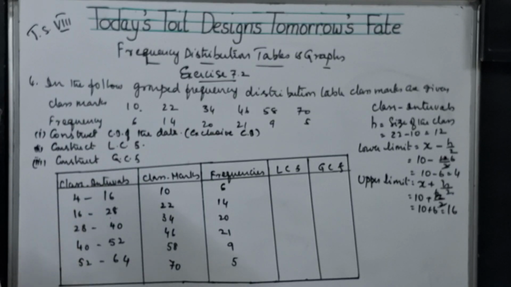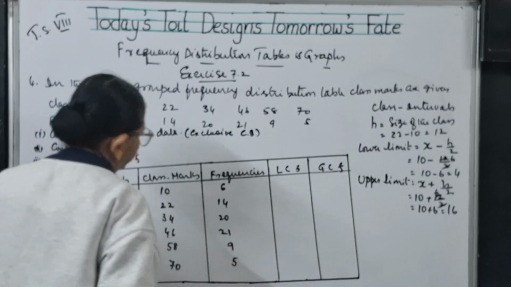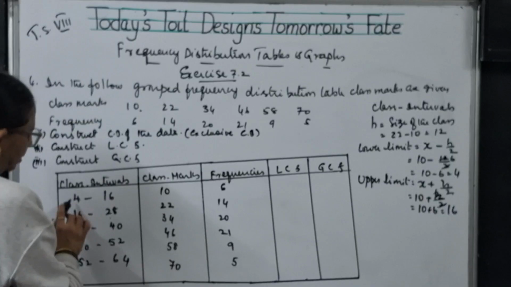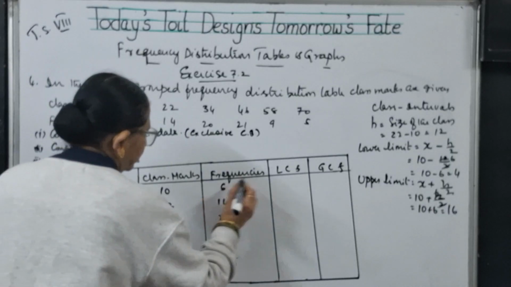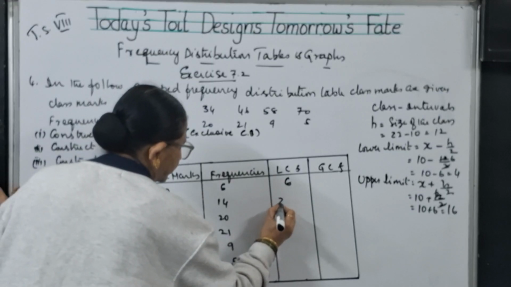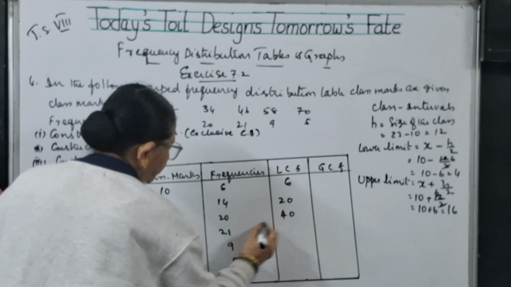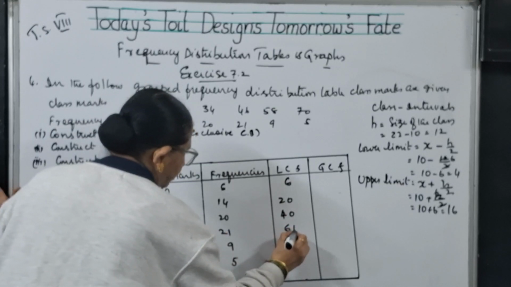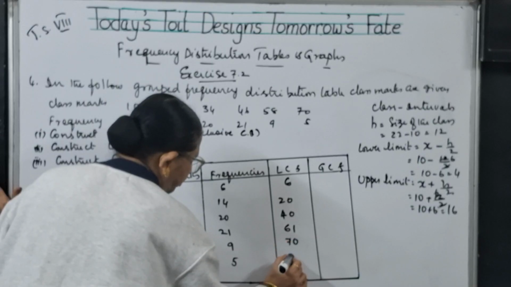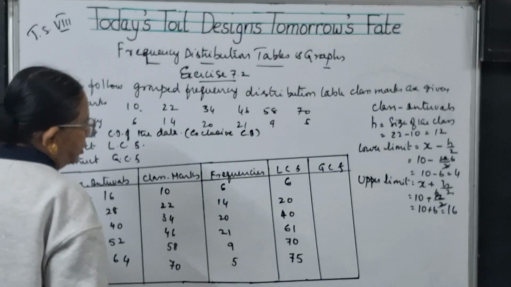After finding class intervals, cumulative frequencies: less than cumulative frequency, greater than cumulative frequency. Less than cumulative frequency, as I said, we should start with the least class interval, that is 4. So for this it is 6. 6 plus 14, 20, 20 plus 20, 40, 40 plus 21, 61, 61 plus 9, 70, 70 plus 5, 75. So this is less than cumulative frequency.